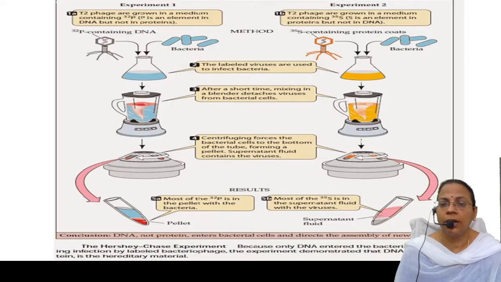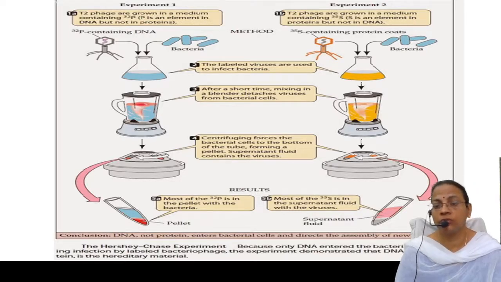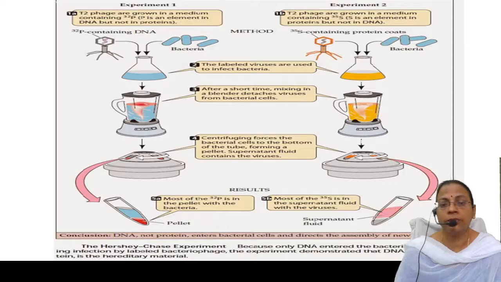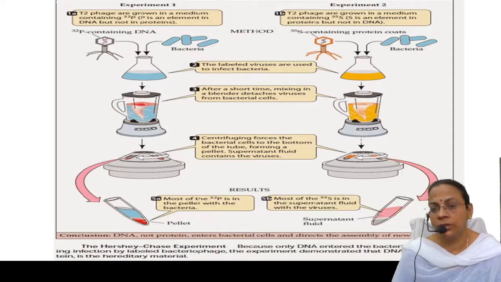Then after blending, the whole mixture was allowed to centrifuge, for separating the viral coats from the bacterial strain. Because when a bacterium is infected by a phage, that means a virus, the DNA alone will enter and the capsid will remain outside. So the blending as well as the centrifugation was done to remove the viral coats, and by centrifugation the E. coli settle and the coats remain floating at the top.